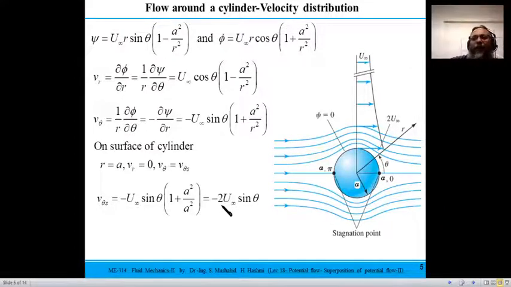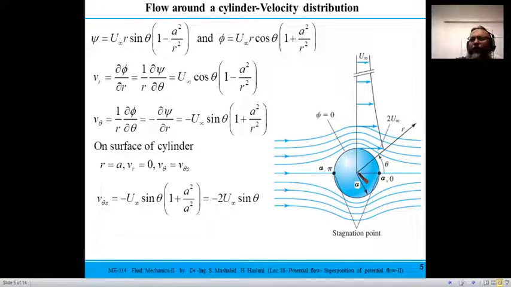So as you see, as theta changes, the magnitude of the velocity at the surface changes. For example, when theta is 0, sine theta would be 0. So 0 multiplied by whatever the free stream velocity is, your velocity would be 0. Or if theta is 180, sine 180 would be 0, you have a 0 velocity.